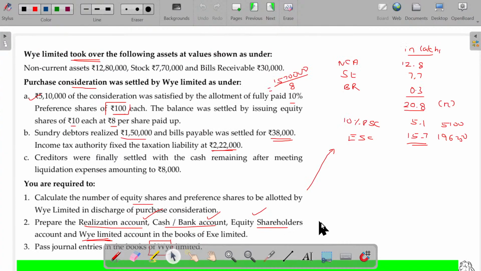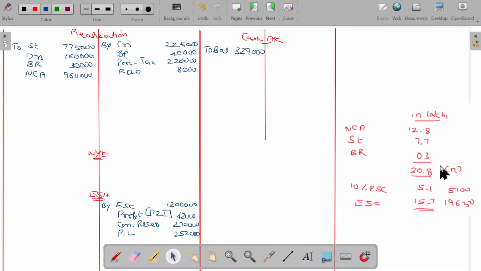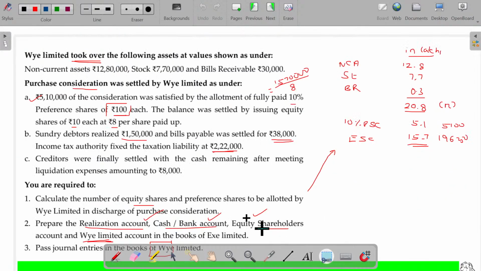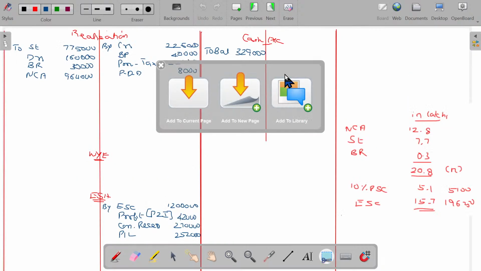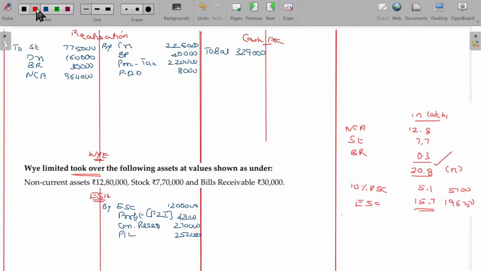Now, I am going to incorporate the purchase consideration here. And what are the assets and liabilities taken over by the purchasing company? These are the list of the assets and liabilities taken over. So the purchasing company offers the purchase consideration of rupees 20,80,000 only for 3 assets. For what assets are they offering this? Non-current assets, stock, and BR. For these 3 assets, purchase consideration payable by Y Limited being 20 lakhs 80,000. Is that clear?